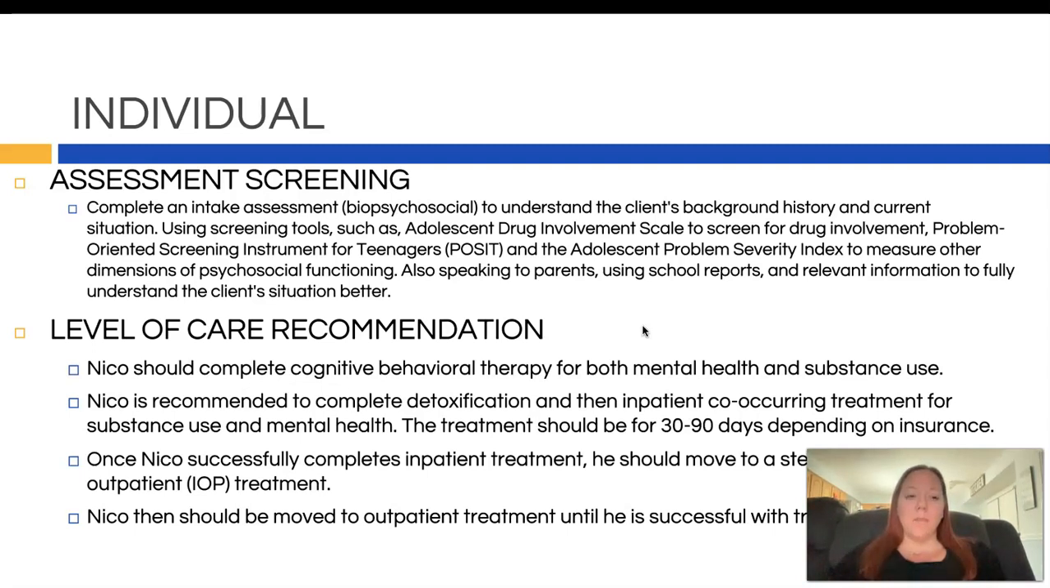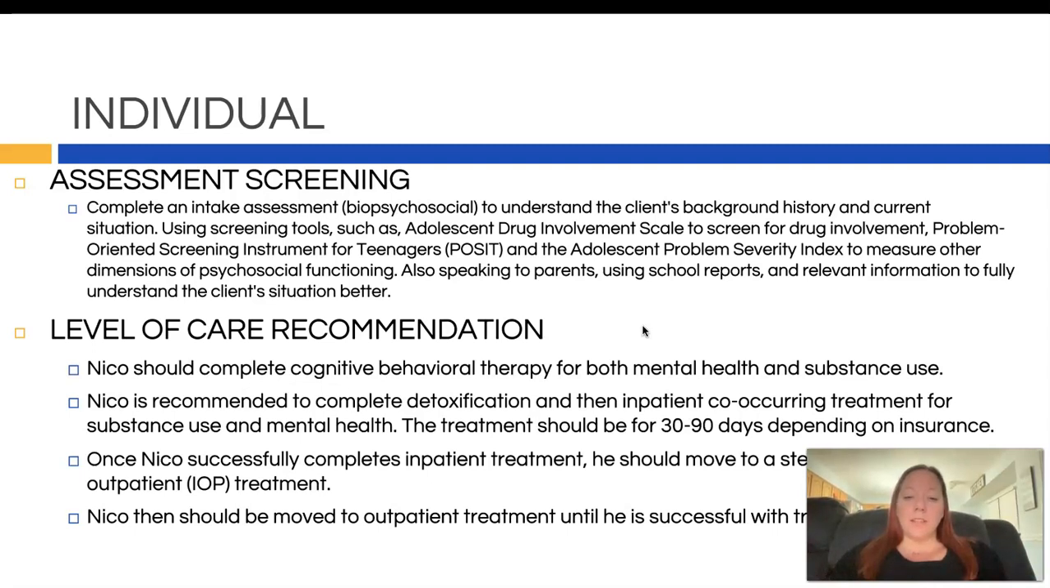We're also going to use screening tools such as the Adolescent Drug Involvement Scale to screen for drug involvement, the Problem-Oriented Screening Instrument for Teenagers, also known as the POSIT, and the Adolescent Problem Severity Index to measure other dimensions of psychosocial functioning. Those three scales are meant for adolescents.